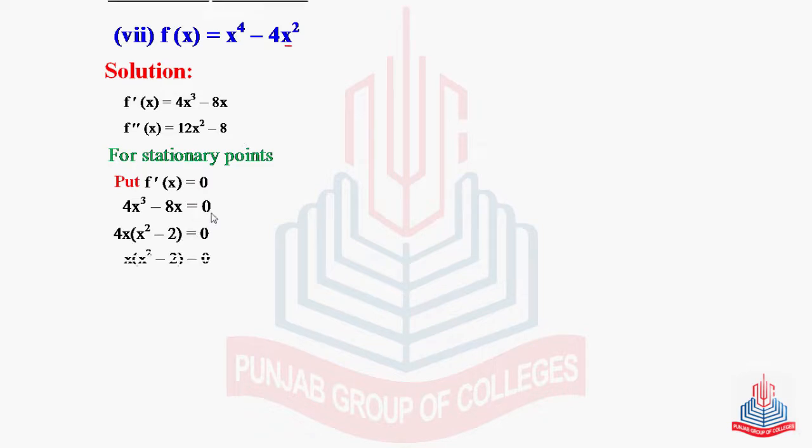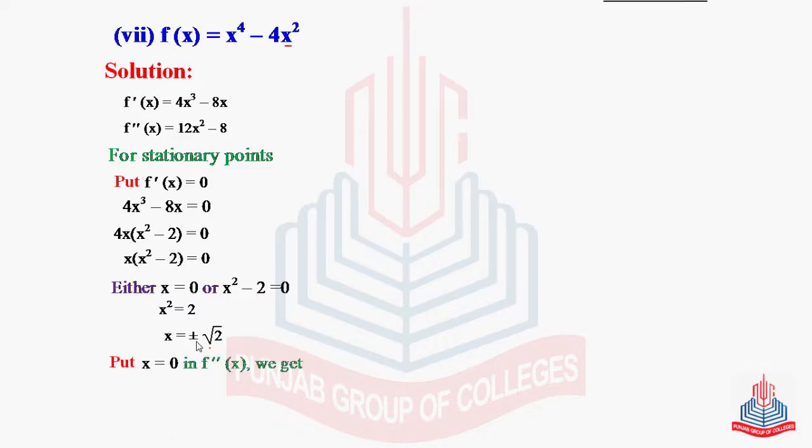And simplifying this equation, we have values of x. So either x is equal to 0 or x^2 minus 2 is equal to 0. And from here x^2 is equal to 2 and x is equal to plus minus square root 2. So actually we have three values of x: x is equal to 0, x is equal to plus square root 2 and x is equal to minus square root 2. So first put x is equal to 0 in the second derivative.